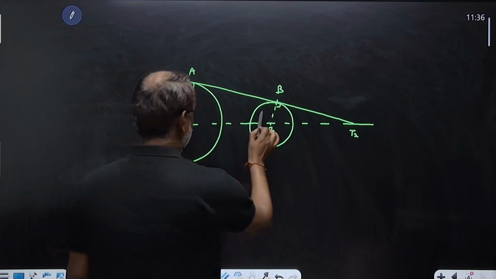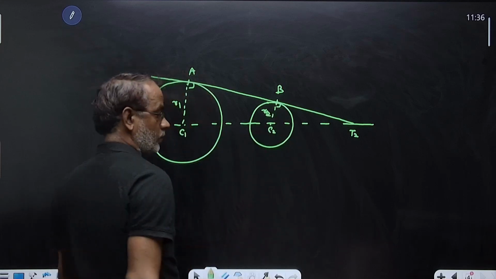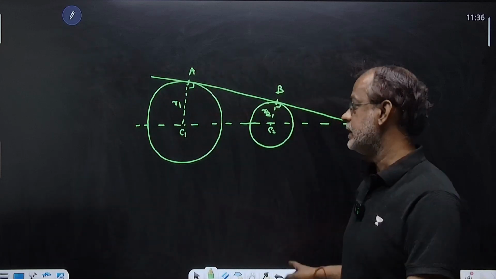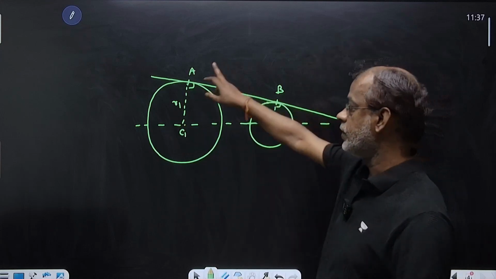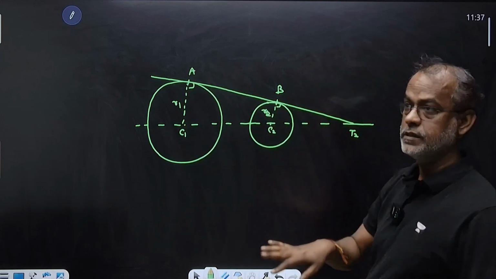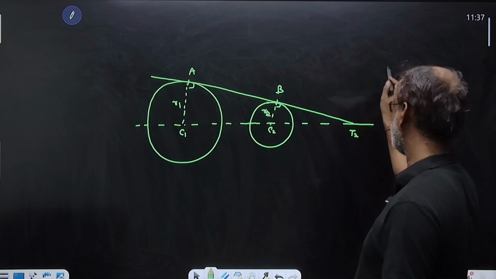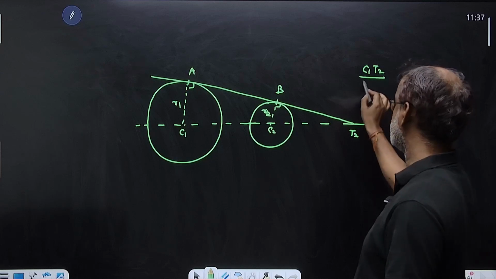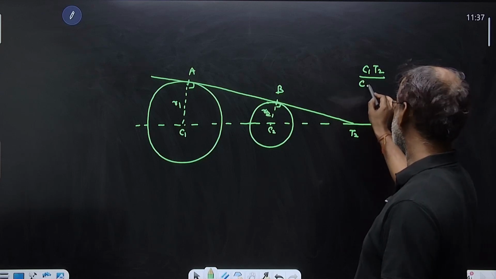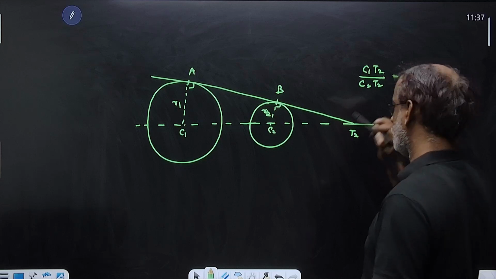This is R1 and this is R2. Now, we can very easily see that these two triangles are similar. Which two triangles? T2AC1 and T2BC2. Okay. So, what is the ratio of C1T2 upon C2T2? This is R1 by R2.